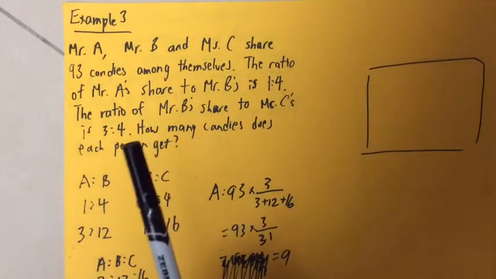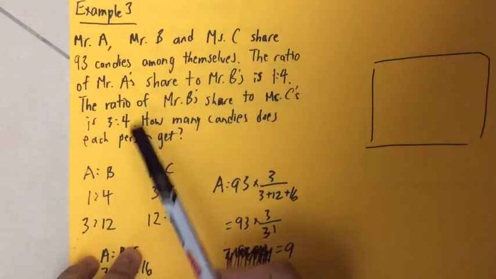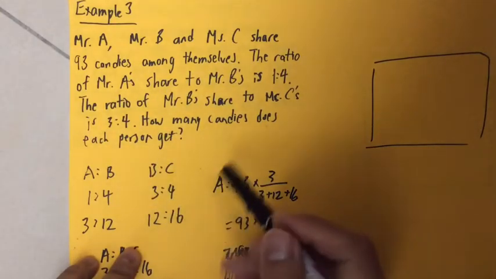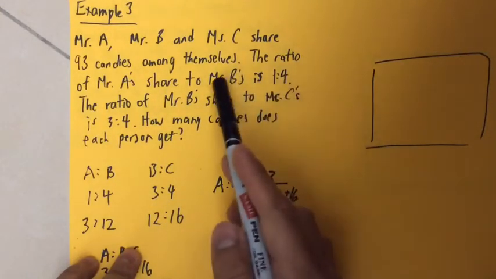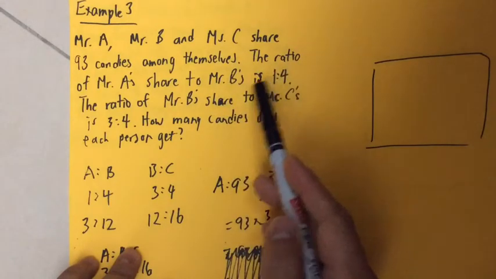Now, just like what we learned in the previous lesson, we have to make a ratio involving 3 quantities by making the number for Mr. B in both ratios the same.